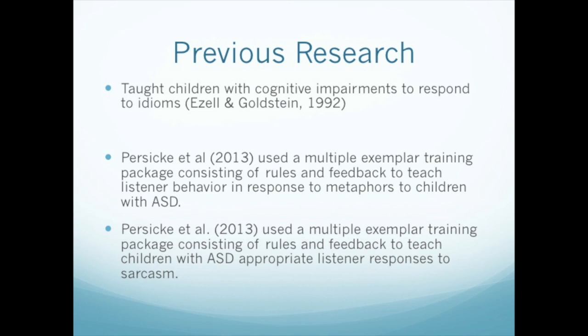Participants were trained to respond to multiple exemplars of metaphors until they were able to solve novel metaphors for which they had never received training. Persicki et al. 2013 used a multiple exemplar training package consisting of rules and feedback to teach children with ASD appropriate listener responding to sarcasm.